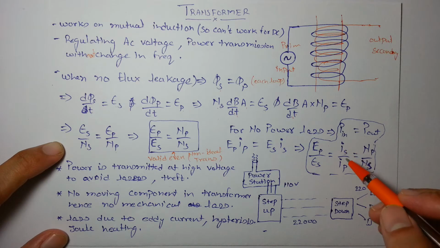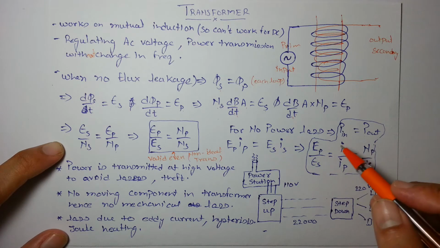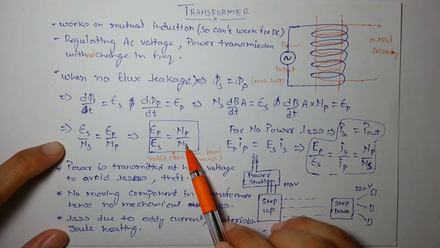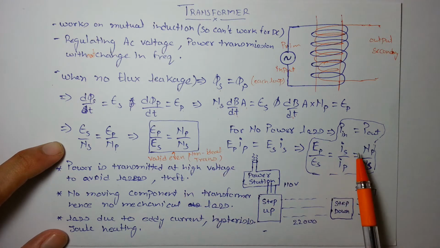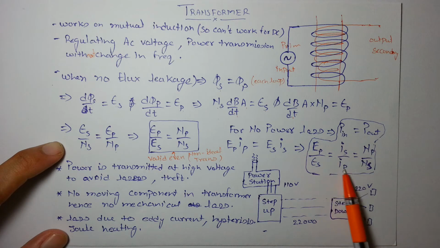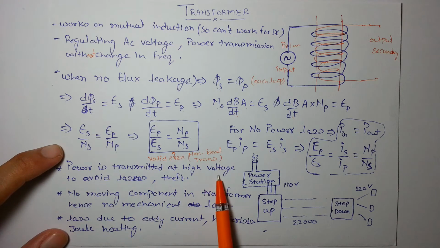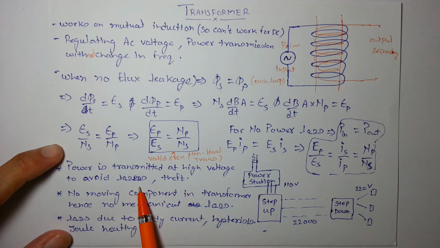So the ratio of current will come into picture only when we can assume that there are no power losses. Otherwise only this is valid, this is not. If power losses take place, we cannot use the ratio of currents also. So power is transmitted at a very high voltage to avoid losses and theft.